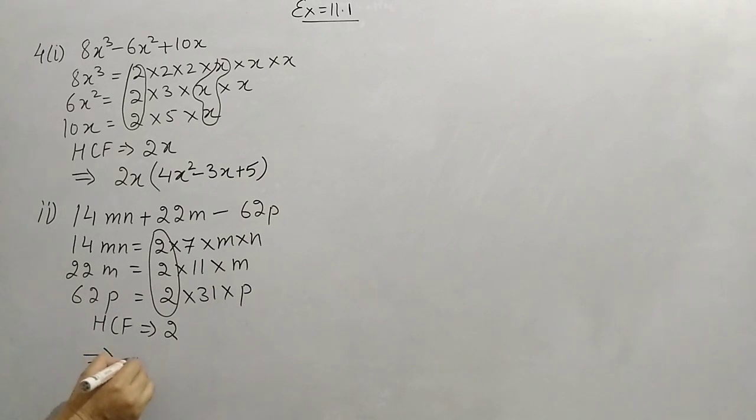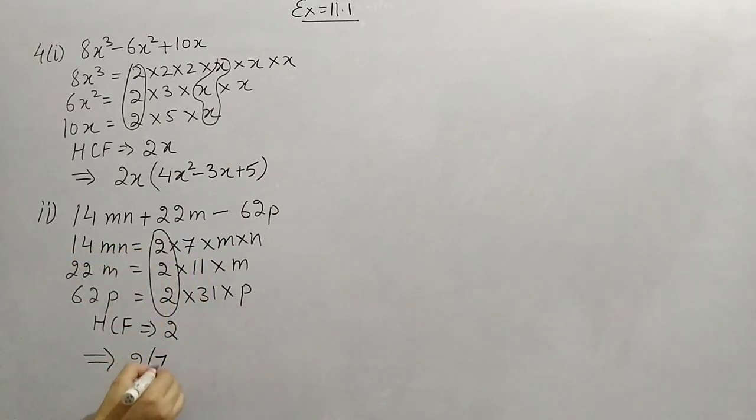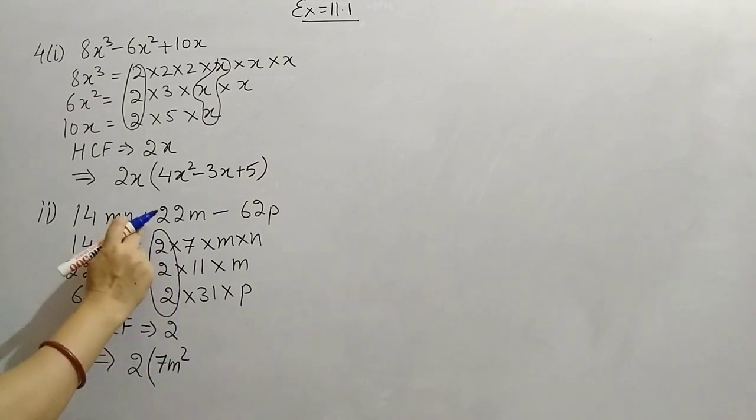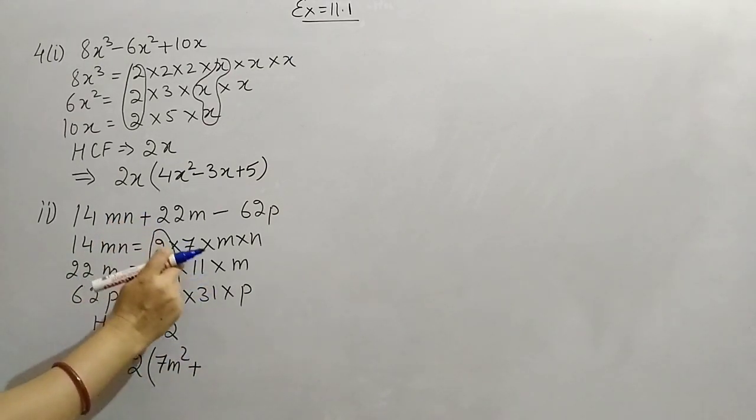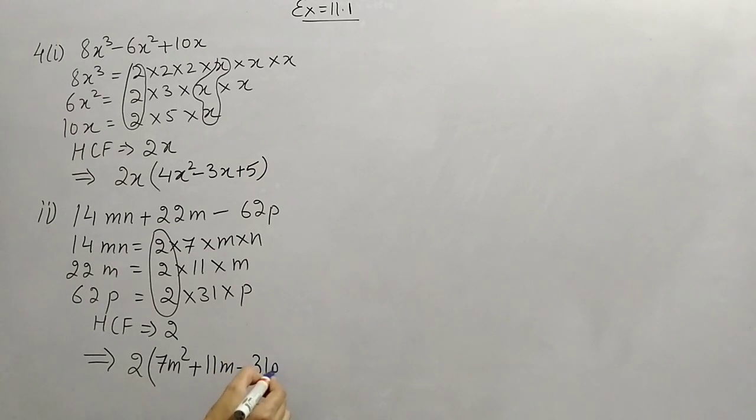So the factors will be 2. From first term, 7 into m square. Then plus symbol. From second term 11m. Then minus symbol, and from third term 31p. These are the factors of this.